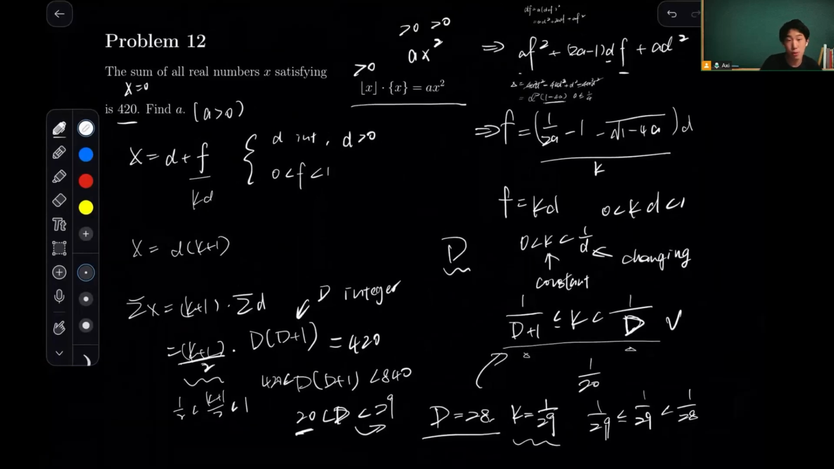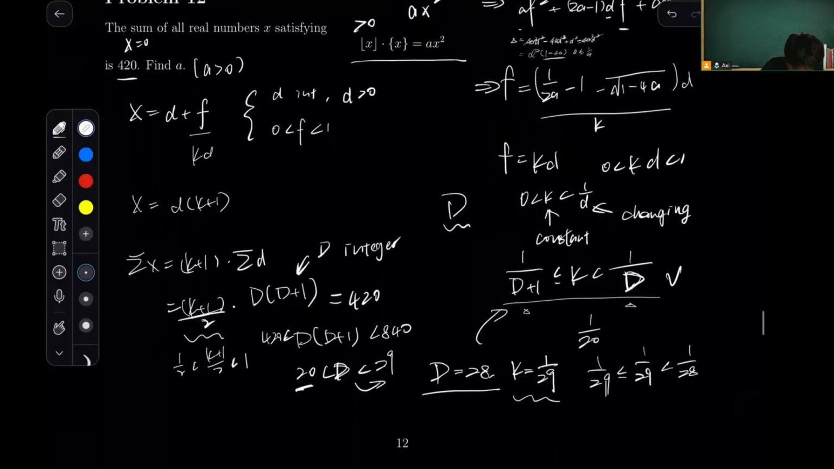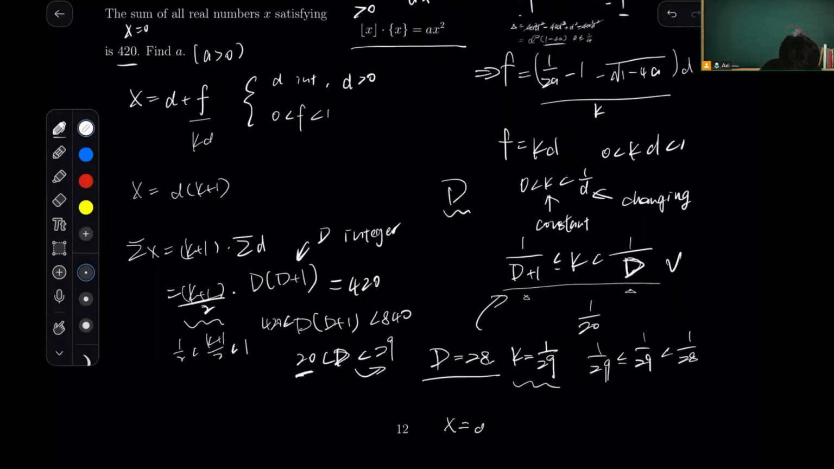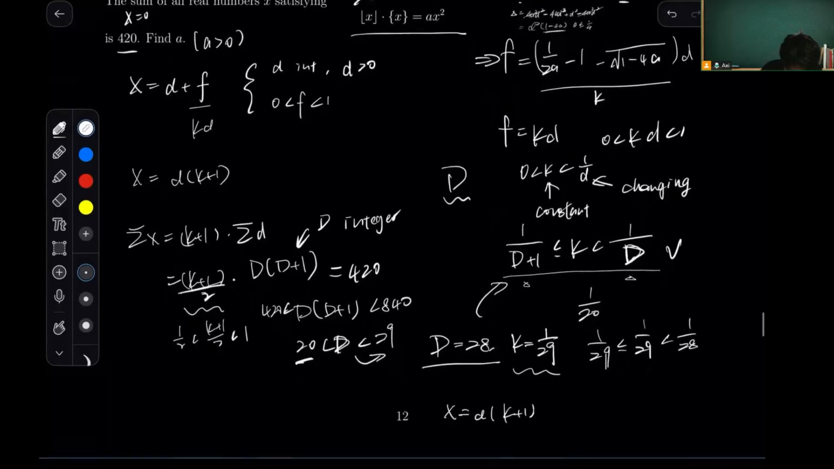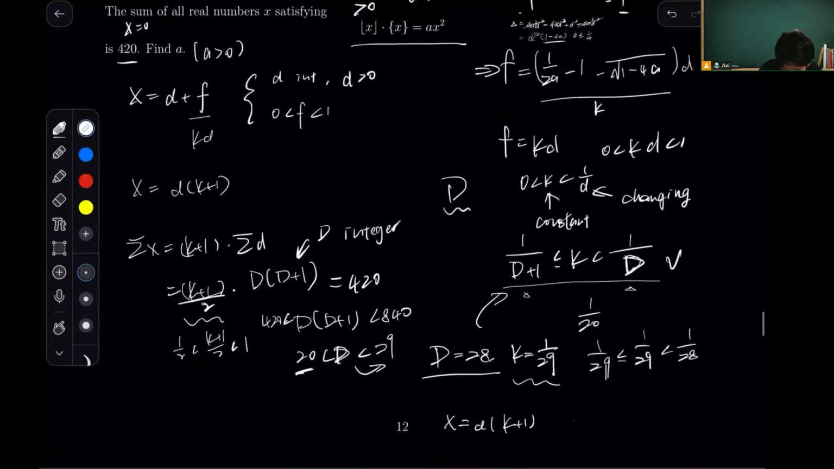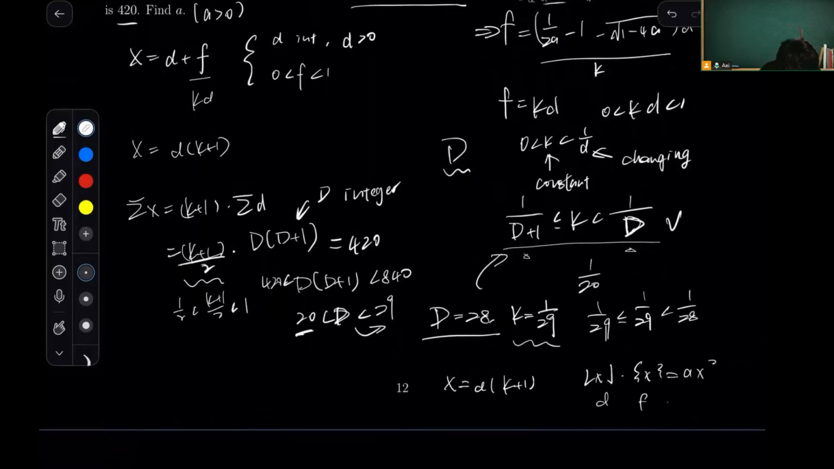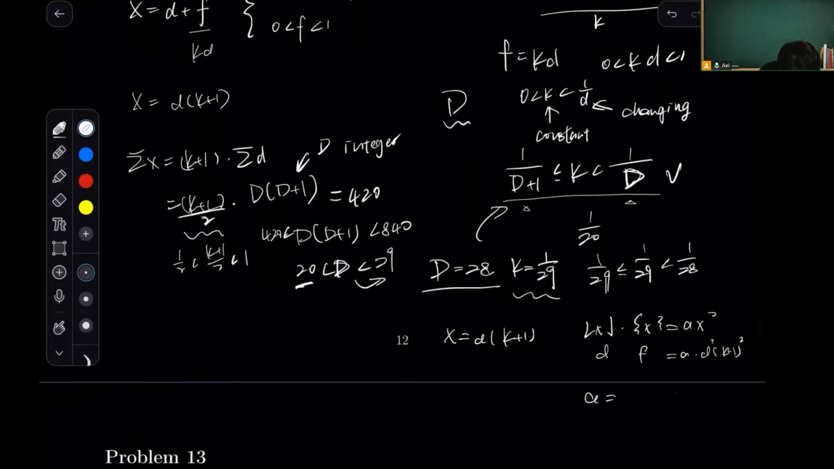a. But since there's a square root over here, which is not very friendly for us, why don't we analyze it in another clever little way? Because we know x is equal to d times k plus 1, and we also know that the original equation has a one-to-one correspondence. This is d, this is f, this is a times d times k plus 1 squared. So a is actually simply d times f over d squared times k plus 1 squared.